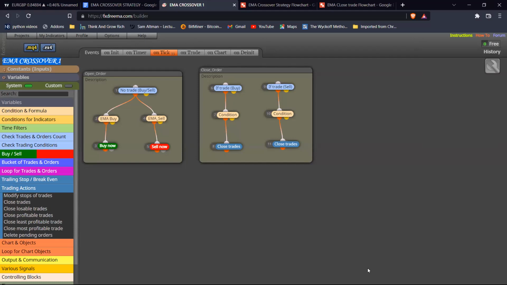Sir, from this FX Dreamer platform, somebody who doesn't have knowledge of programming, will he be able to build a functional EA that he can use on live trade and make some gain?